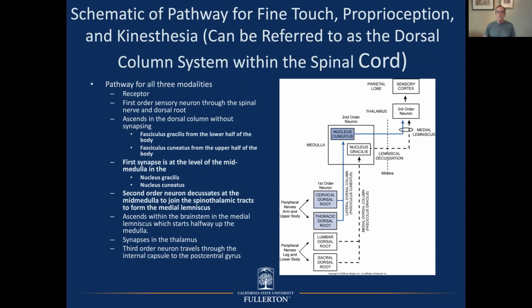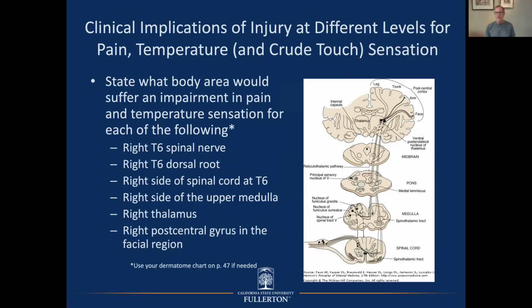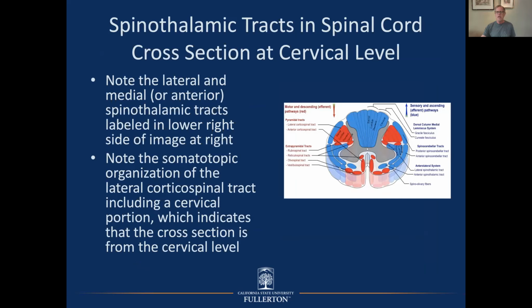Now we're going to move on to the pathway for fine touch, proprioception and kinesthesia. And that is often called the dorsal column system within the spinal cord, because all of the neurons carrying this type of information are in the dorsal columns. Let me go back to a slide right here and remind you where the dorsal column is. We studied that before. It's here.